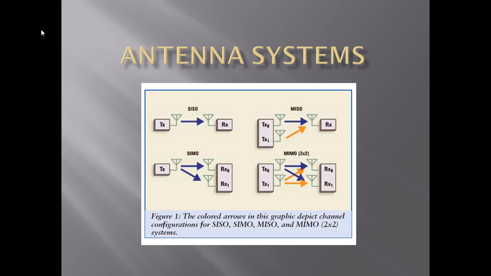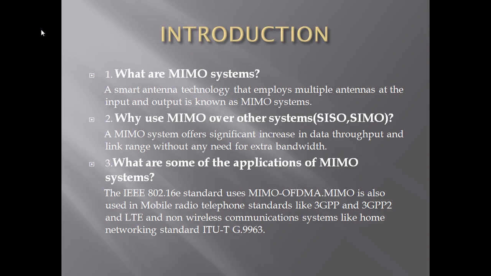Before we get into more details of the space diversity technique, we need to know the different antenna systems available to us. They are SISO, MISO, SIMO, and MIMO. The MIMO systems have multiple input and multiple output antennas. Why do we use MIMO systems over the other systems? The MIMO system offers significant increase in data throughput and link range without any need for extra bandwidth.